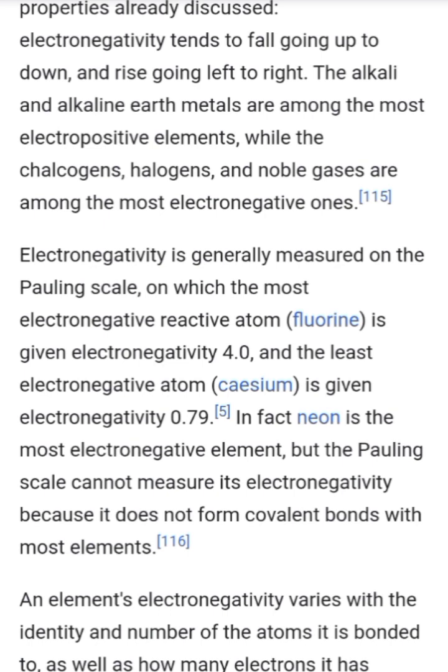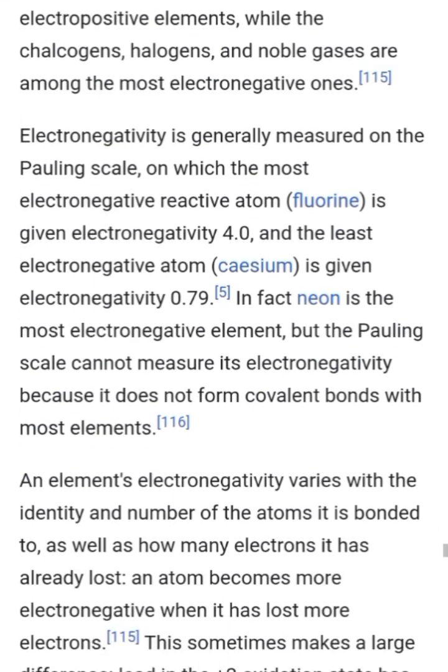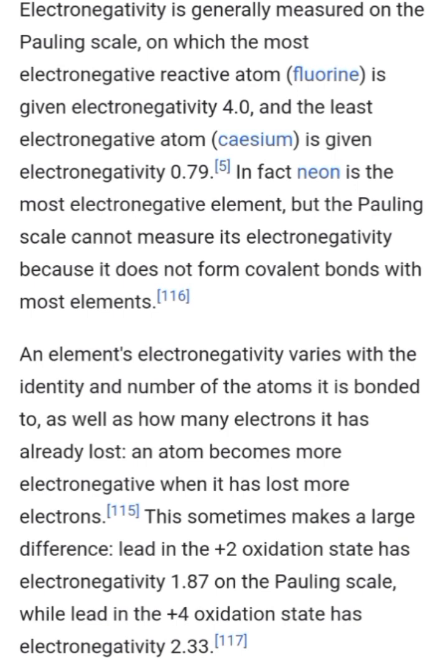The alkali and alkaline earth metals are among the most electropositive elements. That is, the first two groups are most electropositive, while the chalcogens, halogens, and the noble gases are among the most electronegative ones. Now, electronegativity is generally measured on the Pauling scale, on which the most electronegative atom, fluorine, is given electronegativity 4.0, and the least electronegative atom is cesium, which is given 0.79.